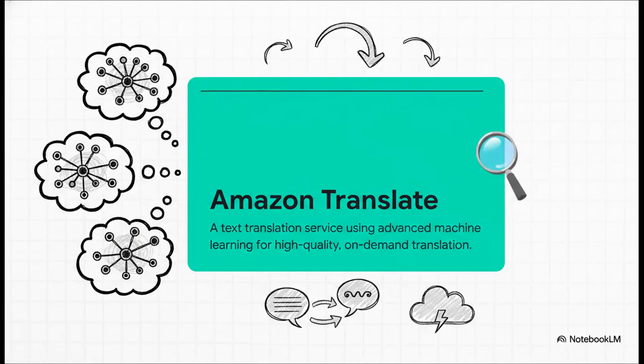And here is the official definition from AWS. Now, the key phrase I want you to focus on is neural machine translation. What does that really mean? Well, instead of just doing a simple word-for-word swap, it uses deep learning to understand the actual context and the nuance of a sentence. This means you get translations that sound much more natural, much more human. And because it's a fully managed service, you don't have to worry about a single server or managing any models. You just make an API call.